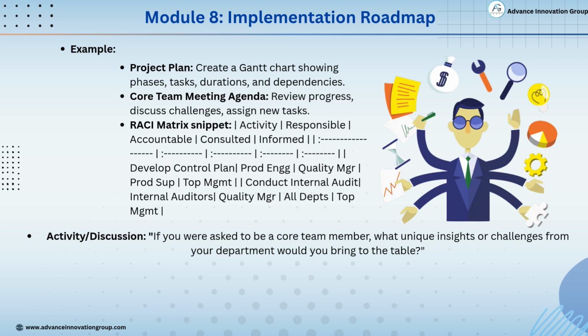Next, a RACI matrix snippet is shown here. It defines roles for specific activities. For developing a control plan, the responsible person is production engineering. The accountable is the quality manager. Support is from production supervisors. Top management is consulted. For conducting internal audits, internal auditors are responsible. Quality manager is accountable. All departments are consulted, and top management is informed. This way, everyone knows their role and accountability is clear.